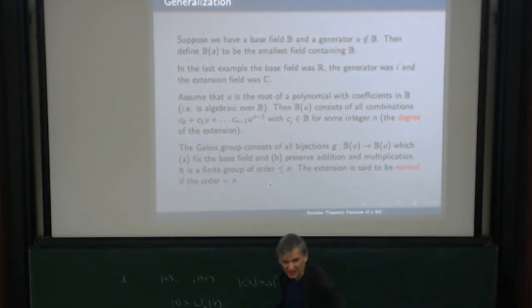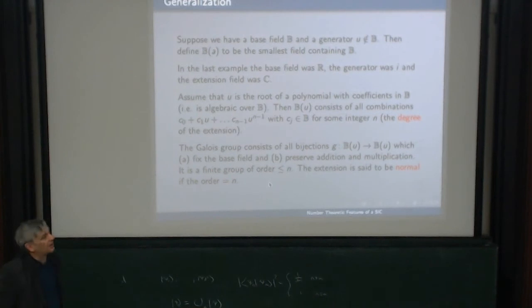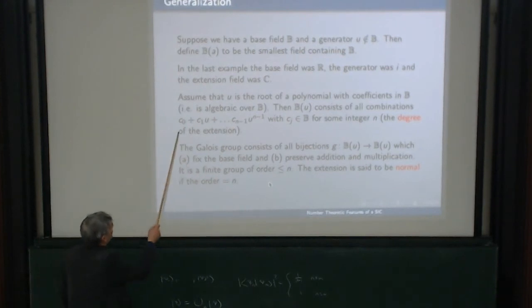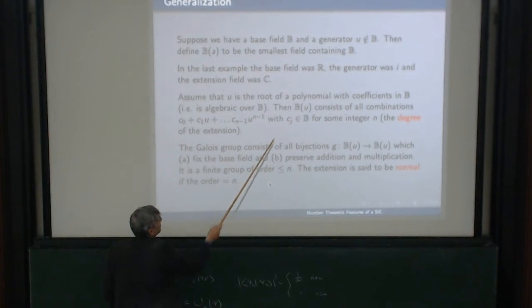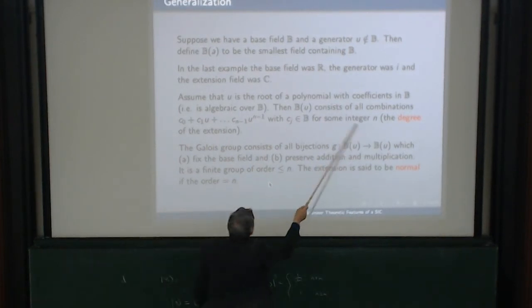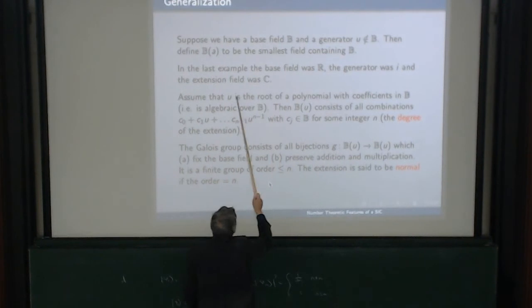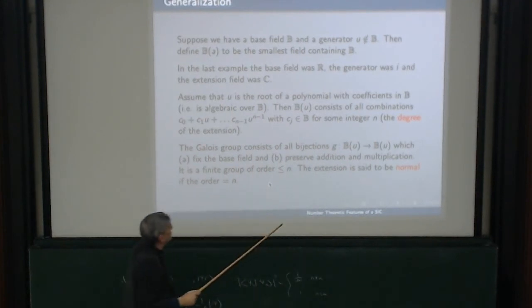And A are supposed to be the same thing here. As the generator is an algebraic number, that is the root of a polynomial. The field generator consists of all combinations of it with the coefficients in the base field. And again, the degree of the polynomial having U as a root is also called the degree of the extension.